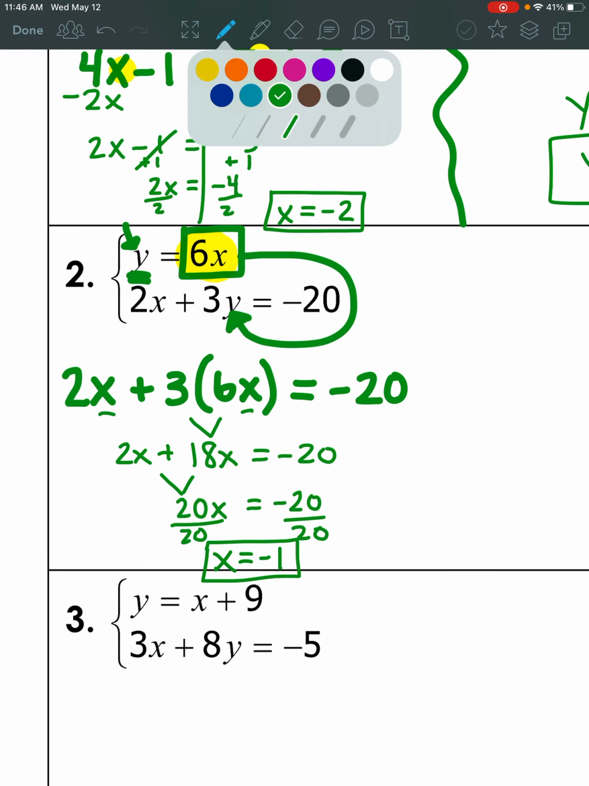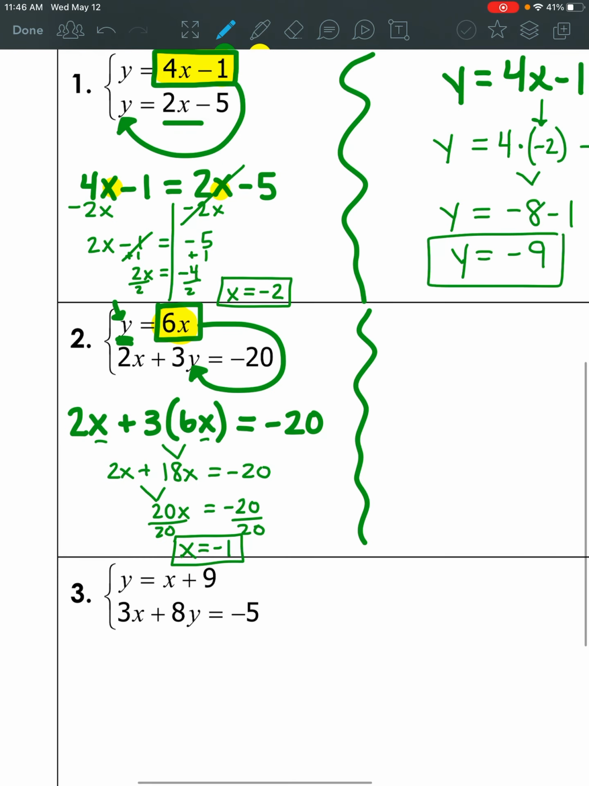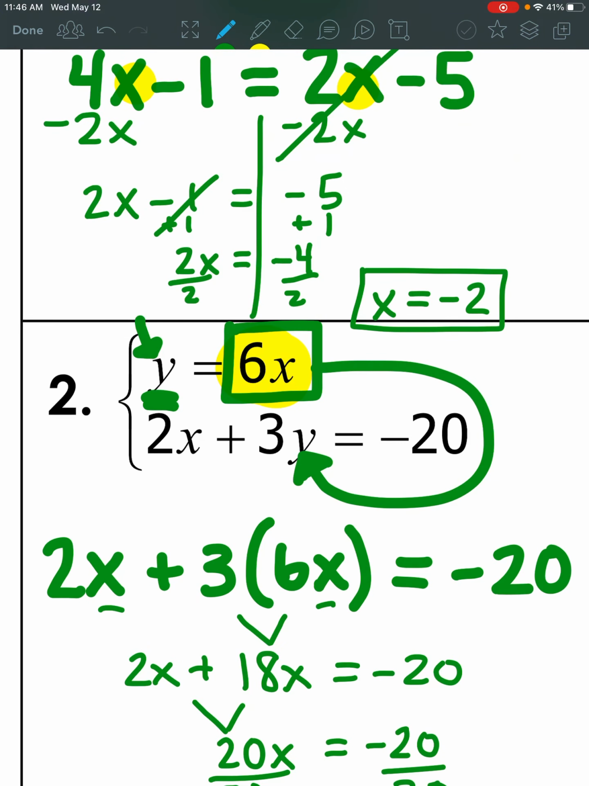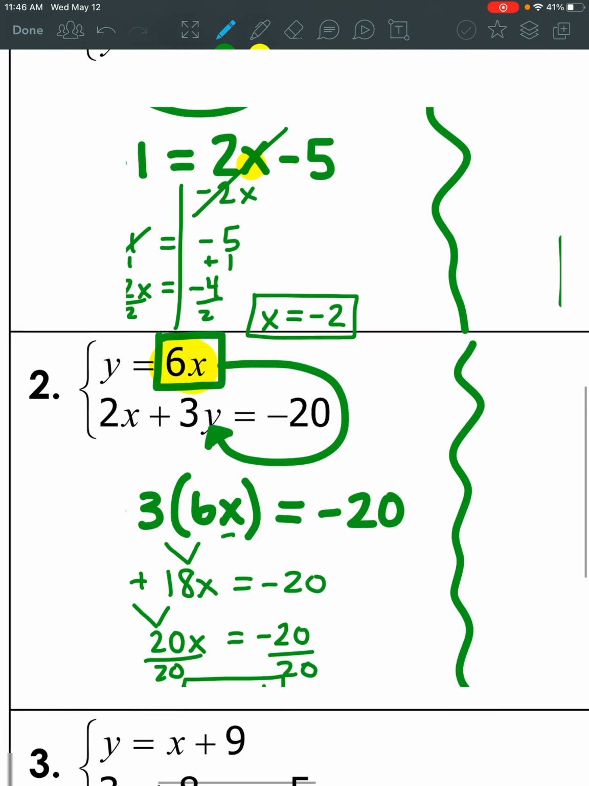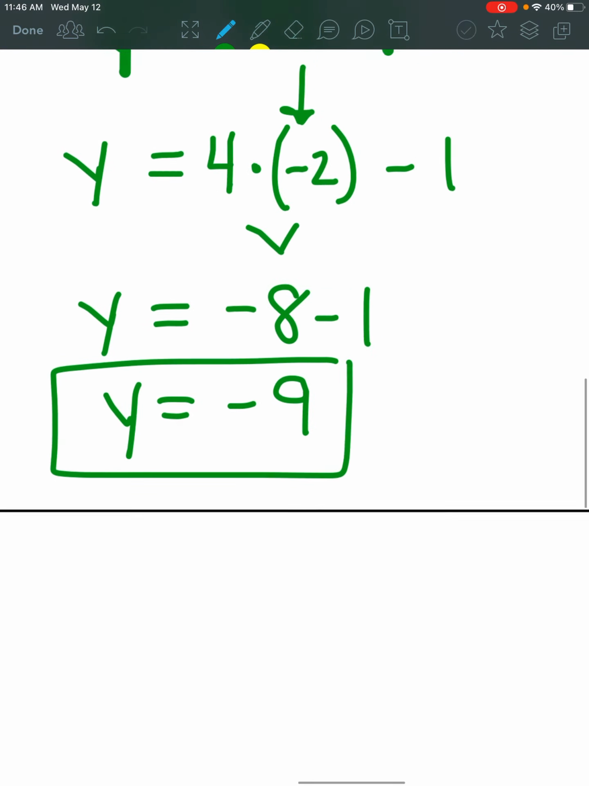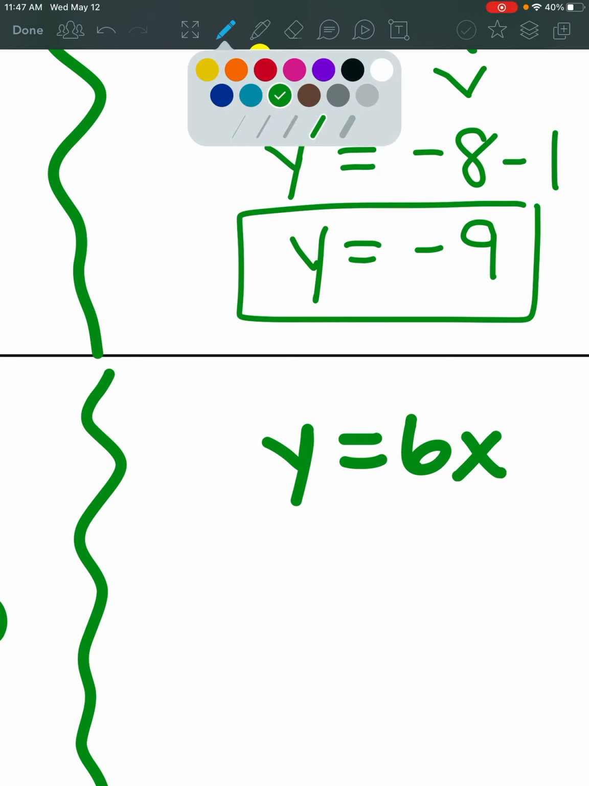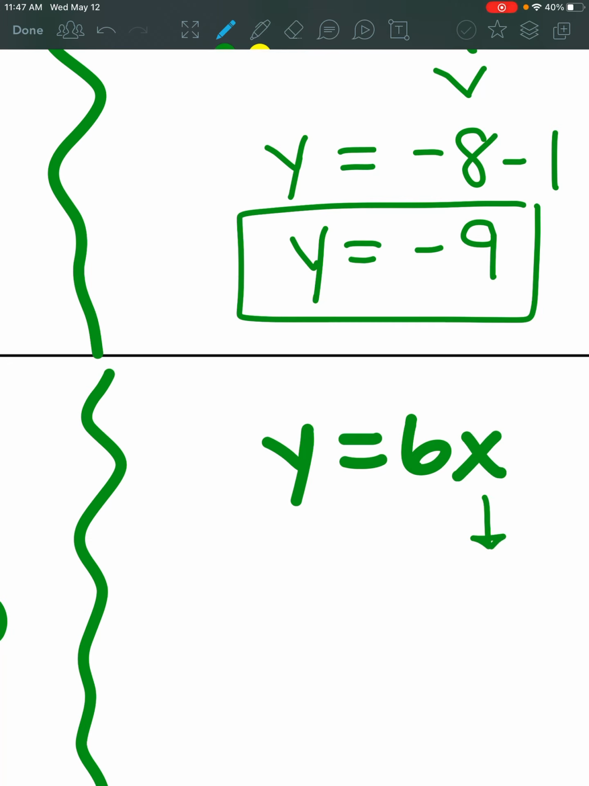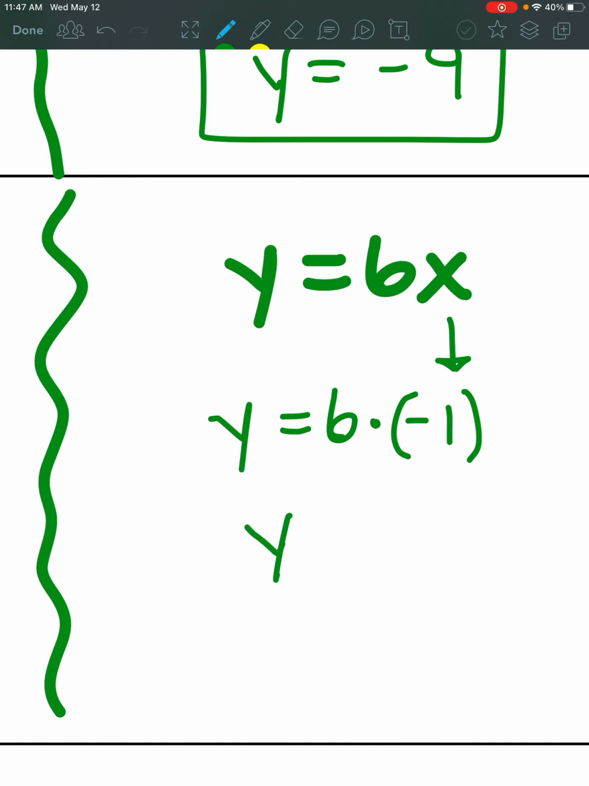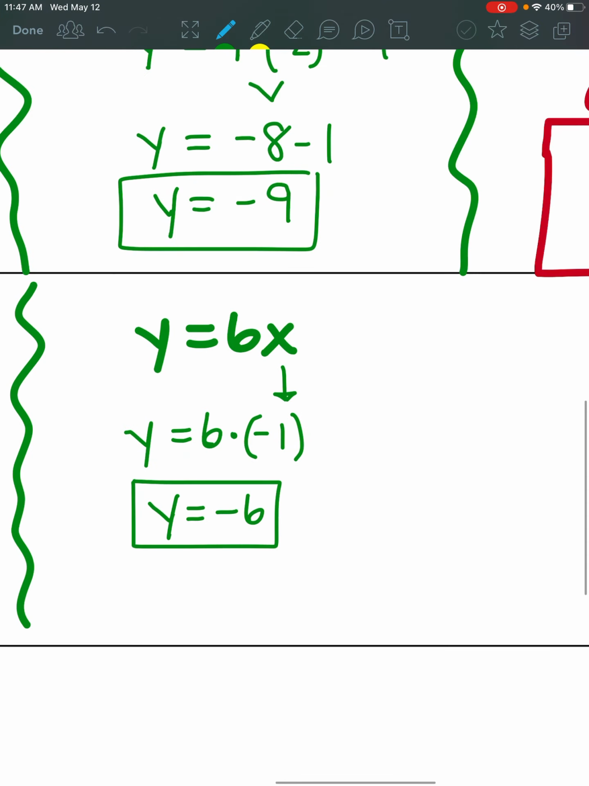So next step, now we know that one variable, x, it doesn't matter which equation. Now personally, I think the y equals 6x is a lot easier and shorter equation to work with than the second one. If you want to do the second one, you can, but it's probably going to take you a little bit longer. So I'm going to stick with the first equation, y equals 6x. Since I know my value of x is negative 1, I'm going to do 6 times negative 1 to get my value of y. So 6 times negative 1, y equals negative 6.